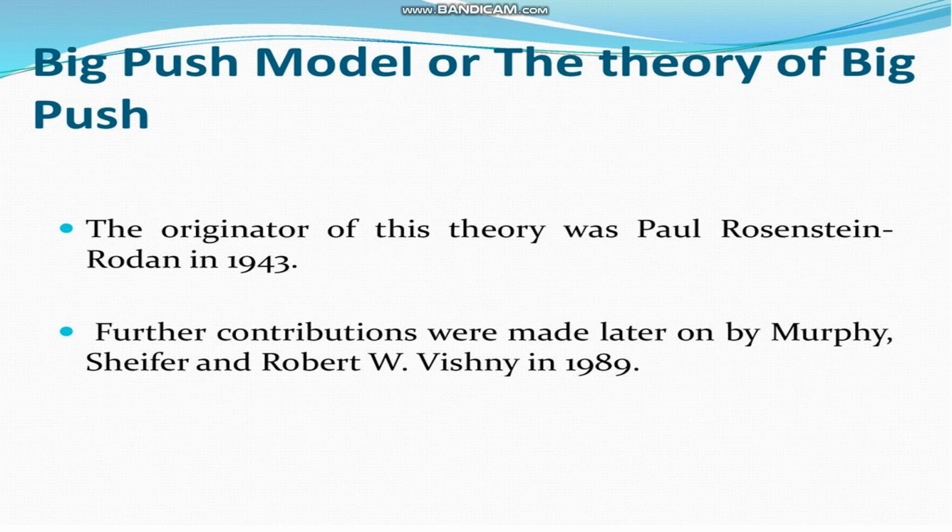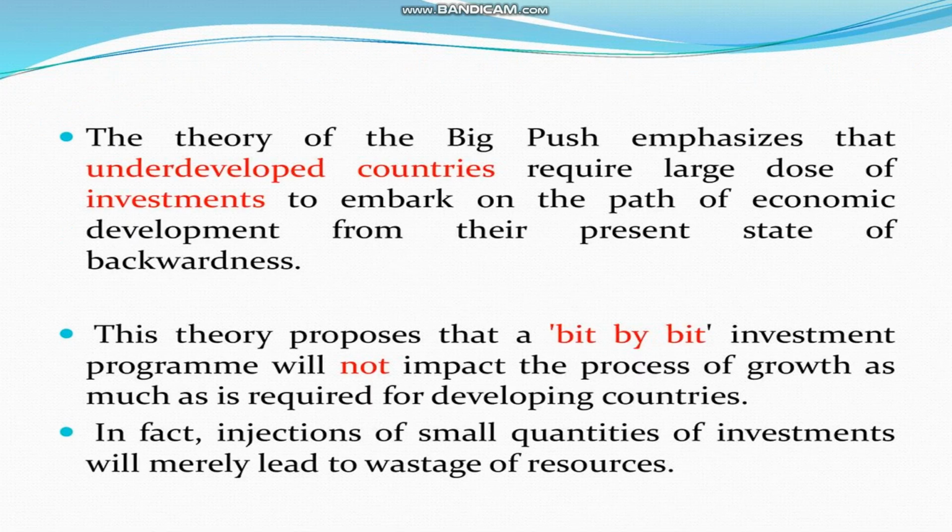And this big push means that the whole investment should be done in all parts, all industries together, at the same time. As we see in the PPT, the theory of big push emphasizes that underdeveloped countries require a large dose of investment on the path of economic development from their present state of backwardness. To come out of the state of backwardness, they need a large dose of investment.